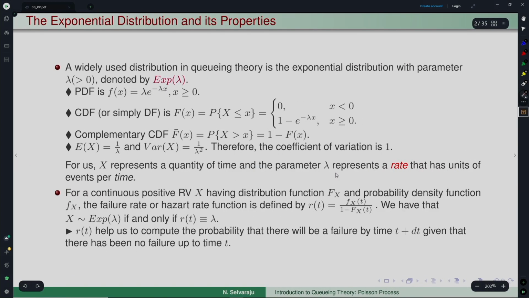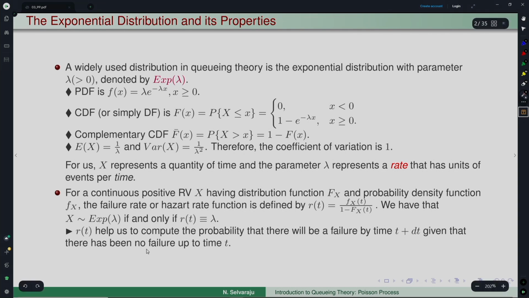Now, for a continuous positive random variable X having distribution function F_X and PDF f_X, the failure rate or hazard rate function is defined by r(t) = f_X(t) divided by 1 minus F_X(t), because we know what is F_X, what is 1 minus F_X, and what is small f_X for the exponential. So, for the exponential case, this will be a constant. The constant hazard rate function would represent the exponential distribution case.